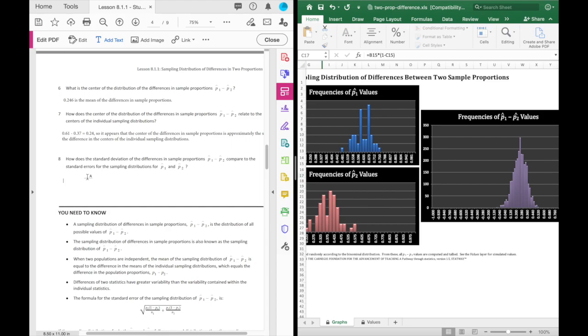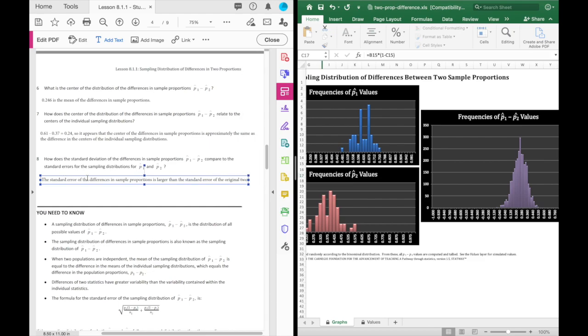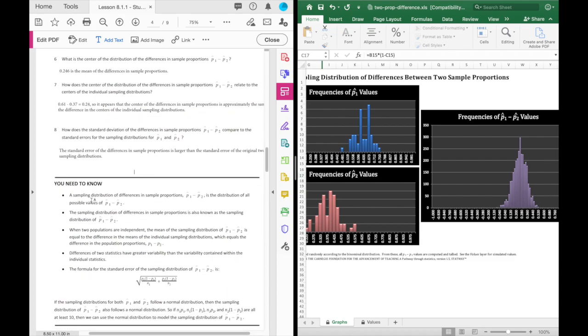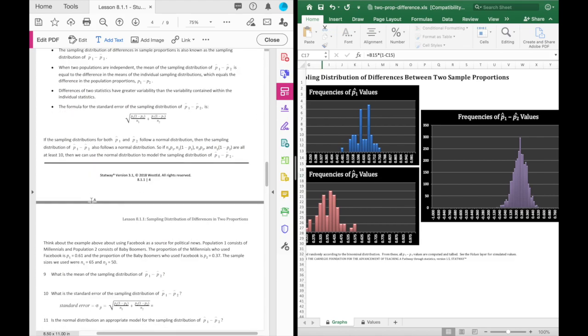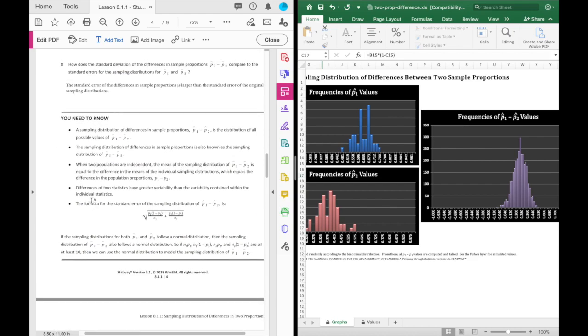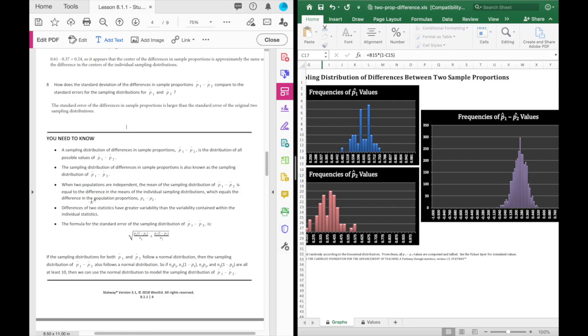So let's write that down here. The standard error of the differences in sample proportions is larger than the standard error of the original two sampling distributions. Okay, so I believe that's all we needed this for. So we're going to go back to this so I can handwrite and explain the rest.